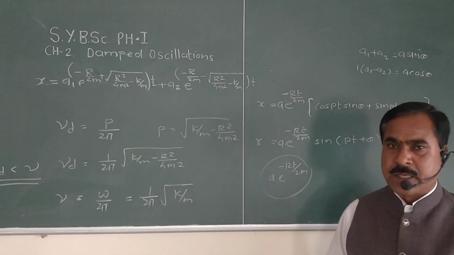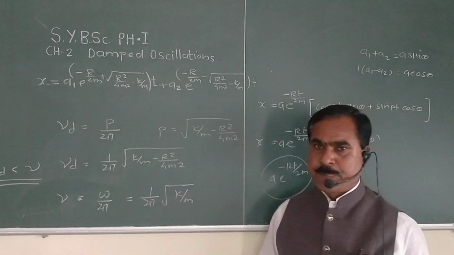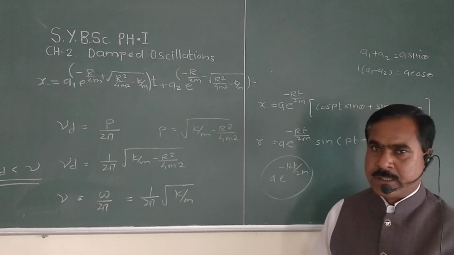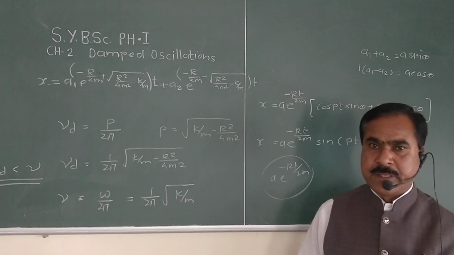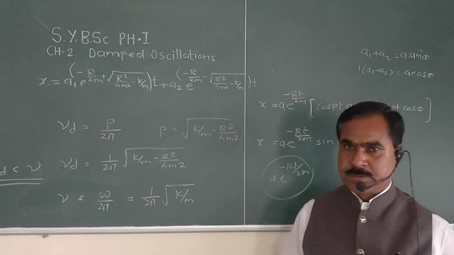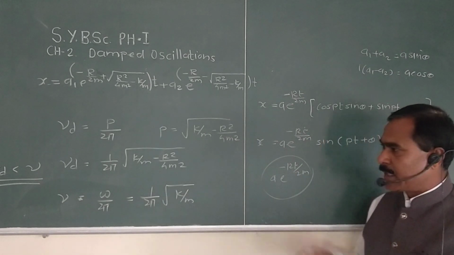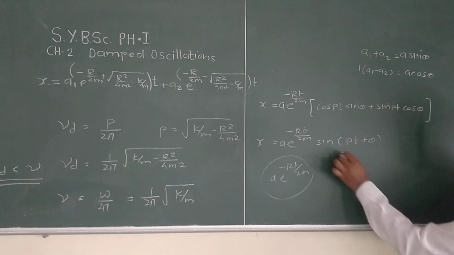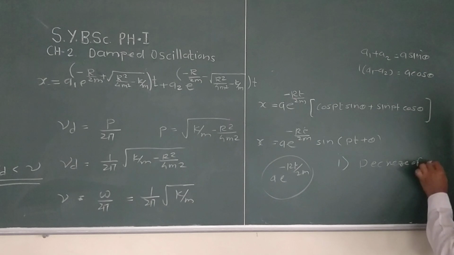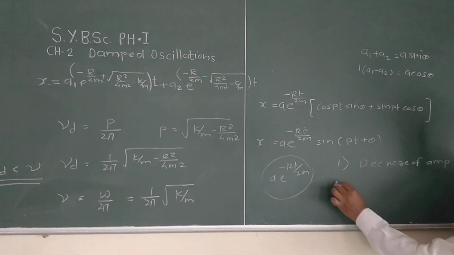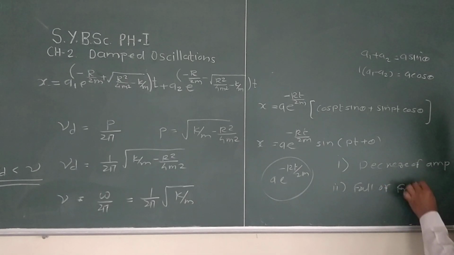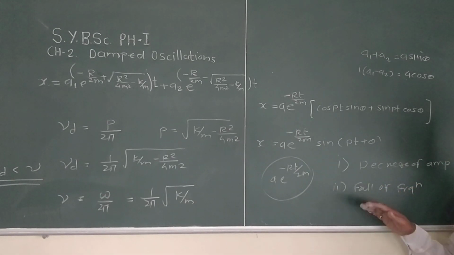So when we consider damped oscillatory motion, there are two effects of damping on that oscillator. The first effect is the decrease in amplitude, and the second is the fall in frequency. So these are the two effects. The first effect is decrease of amplitude, and the second effect is fall of frequency. These are the two effects of damping on that oscillator.